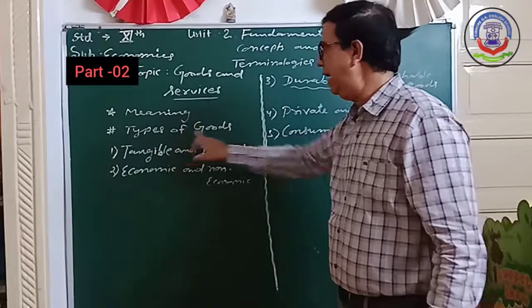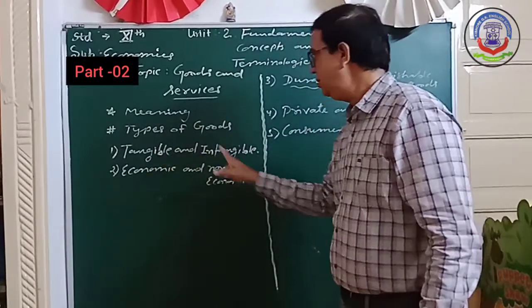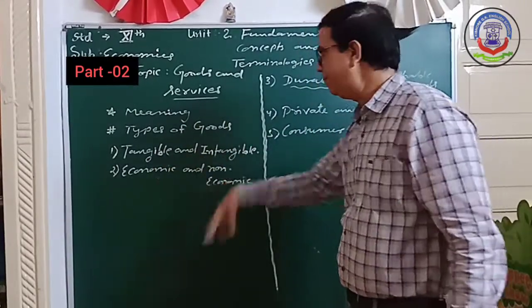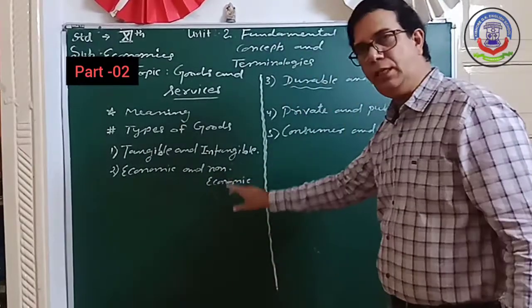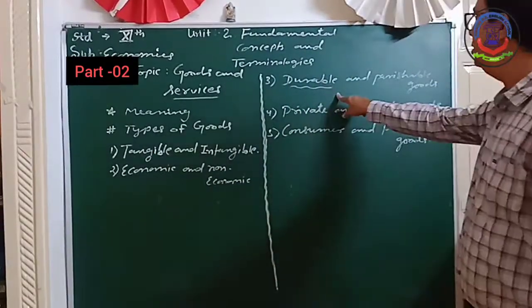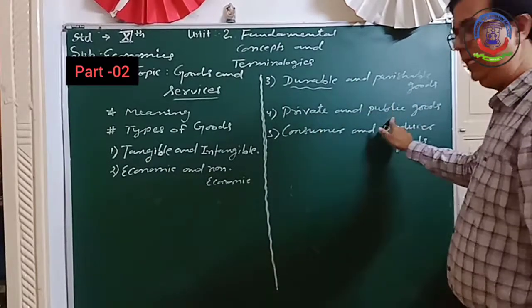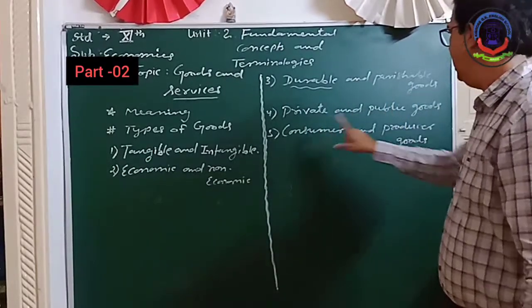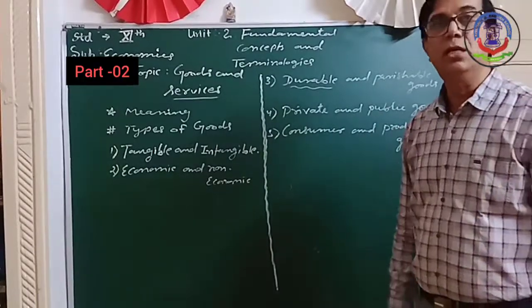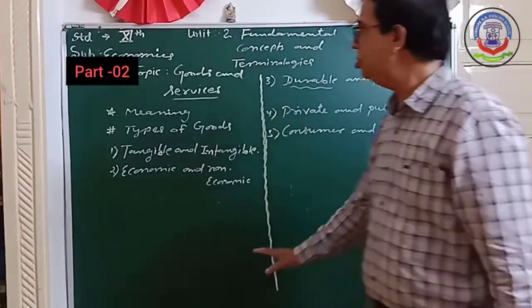So here, goods and services. First the meaning, then types of goods: tangible goods and intangible goods, economic goods and non-economic goods, durable goods and perishable goods, private goods and public goods, consumer goods and producer goods. So these are the types of goods.